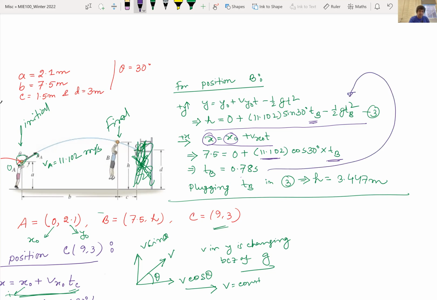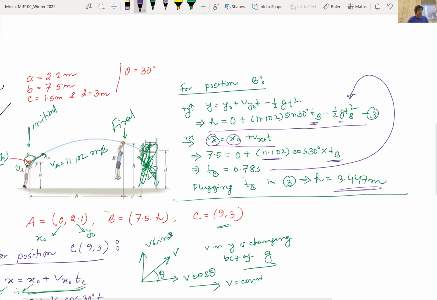Now, once you know TB is equal to 0.78 seconds, if you plug this into this equation, you know TB, you know g, everything is known to you, and then your h will come as 3.447 meters. That's it. It's very simple. So whatever problem you are given for projectile motion, try to resolve it in both X and Y directions, and from that you can work it out.